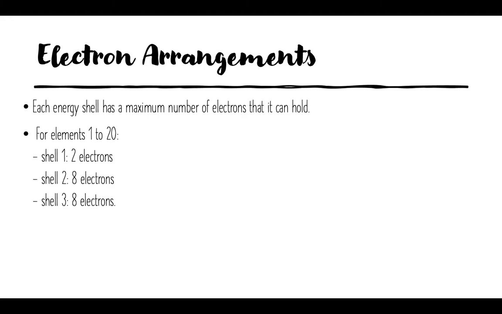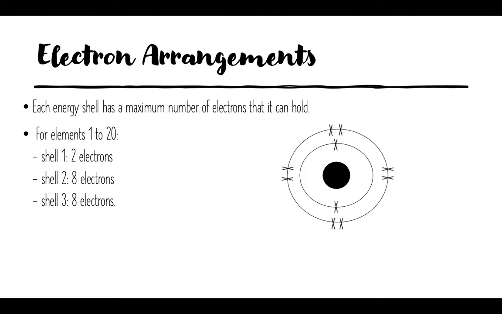Now, each energy level has a maximum number of electrons that it can hold. For the elements number 1 to number 20, for those of us who do not have their data books handy, that is from hydrogen all the way to calcium. Shell number 1, which is the energy level closest to the nucleus, can hold 2 electrons. Shell number 2 can hold 8, and shell number 3 can also hold 8.